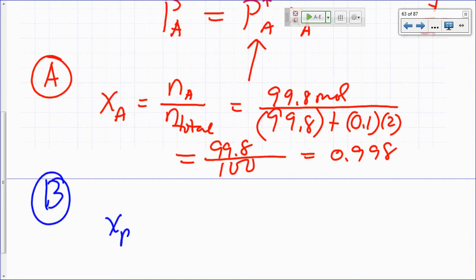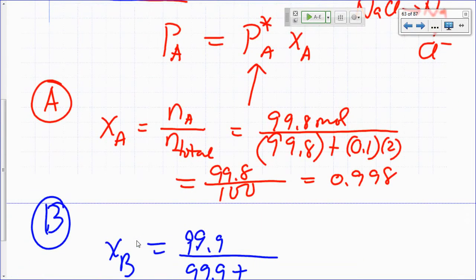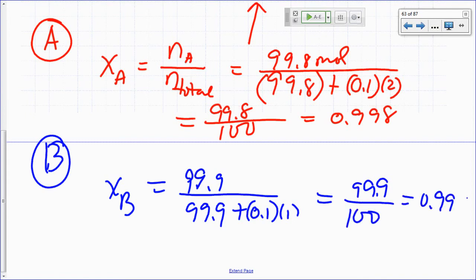Okay, mole fraction of water is 99.9 over the total. What's the total in this case? 99.9 plus, how many moles of glucose do we have? 0.1. What's the Van't Hoff factor for glucose? Do you multiply that by anything? Multiply by 1, right? It doesn't dissociate in water, so you just add 0.1. 0.1 times 1. So that's going to be 99.9 over 100, which is 0.999.